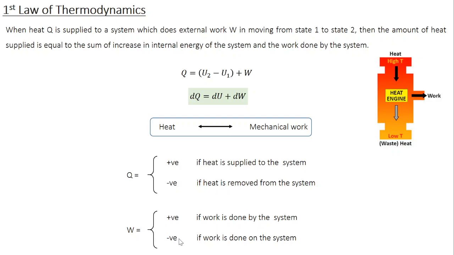The same way, if the work is done by the system, it is considered to be positive work. For example, if some gas is expanding, work is done by the gas. On the other hand, if work is done on the system, it is considered to be negative work. By means of a piston, if you are compressing a gas, you are doing work on the gas. This is the negative work.